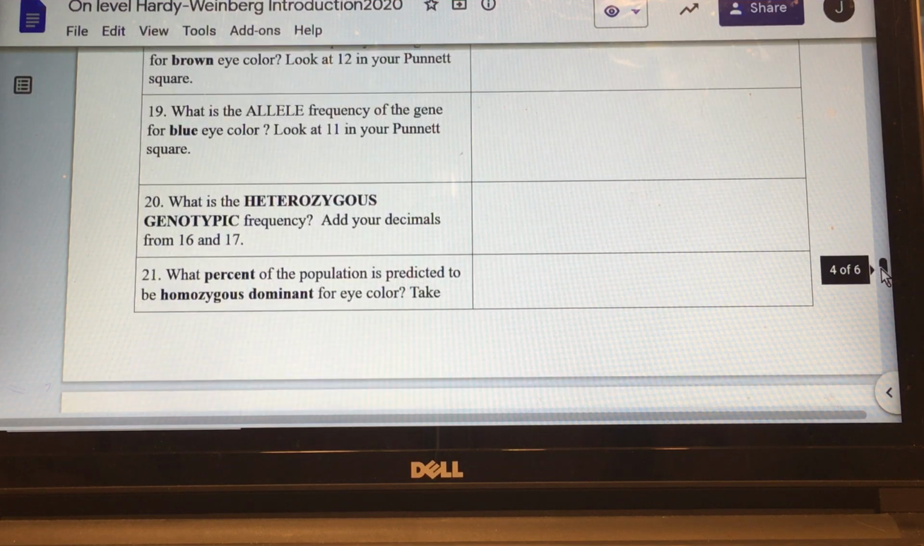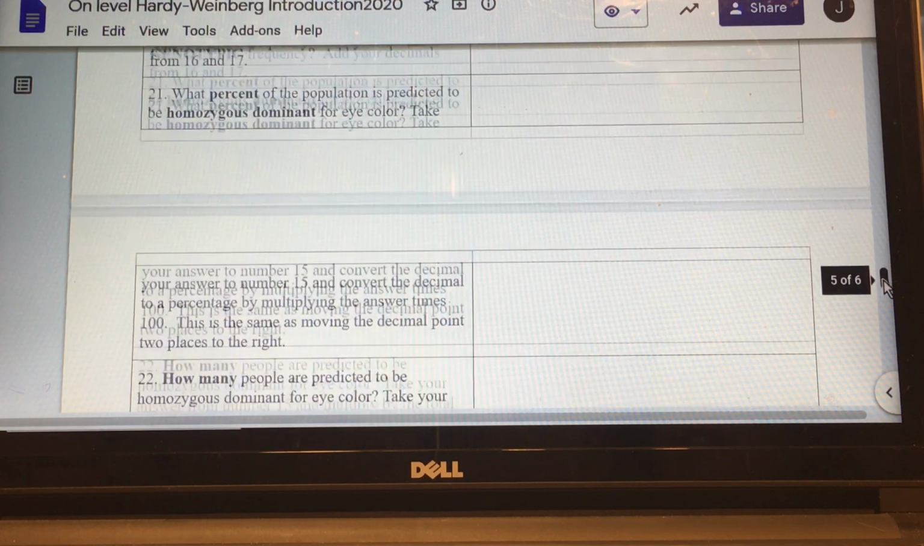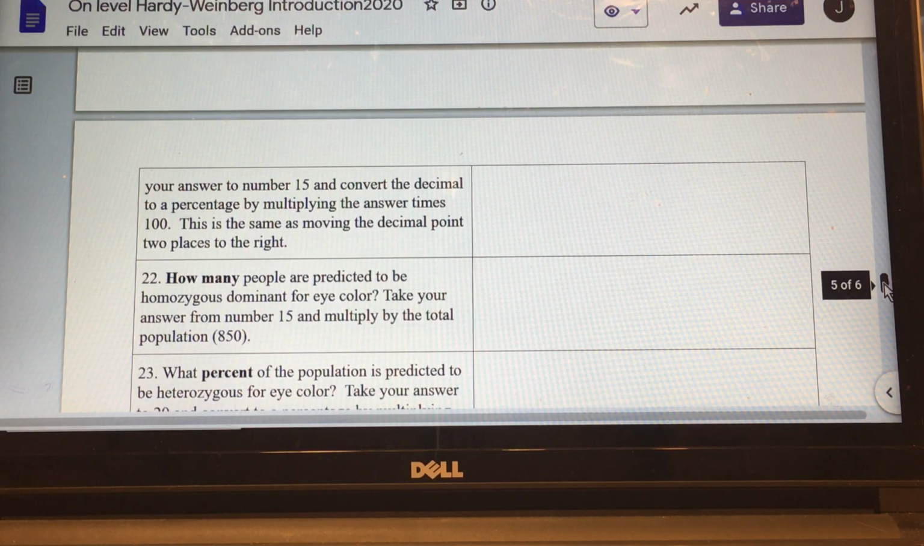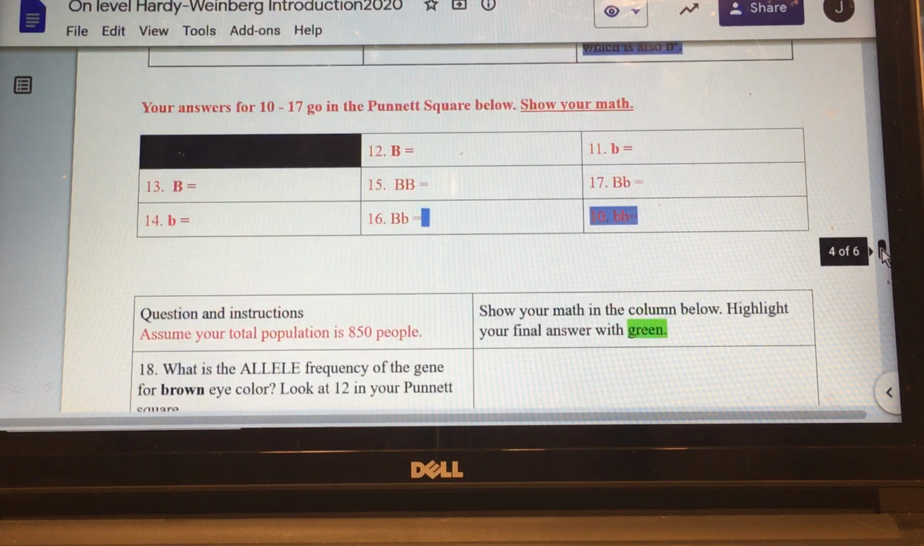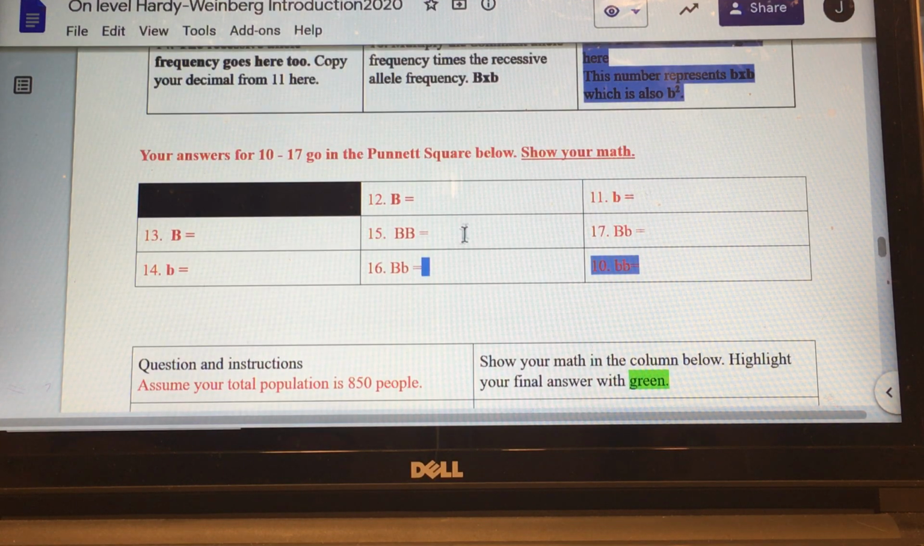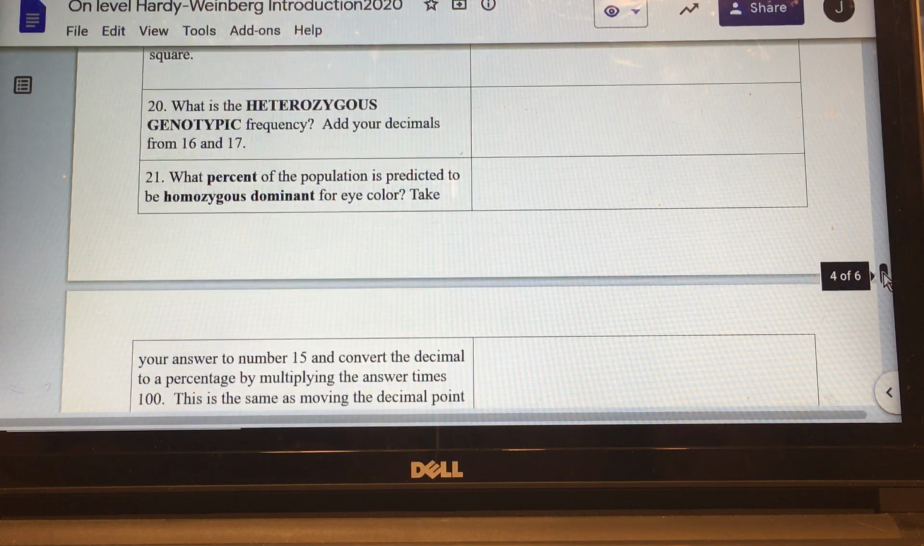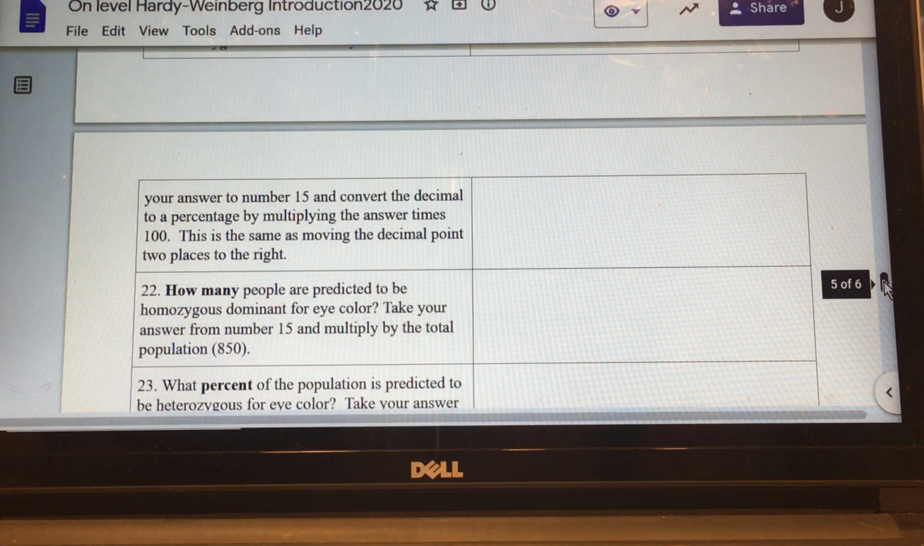So then that's the answer to number 21. Now number 22 says how many people would be homozygous dominant. So take your answer from 15, so your genotypic frequency for your homozygous dominant genotype, and multiply that by the total population. And in this problem, it's 850. The last problem, the total population was 700. It's going to vary in different kinds of problems what the total population is.